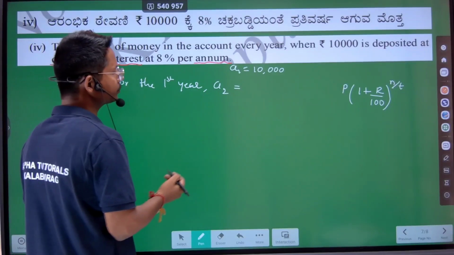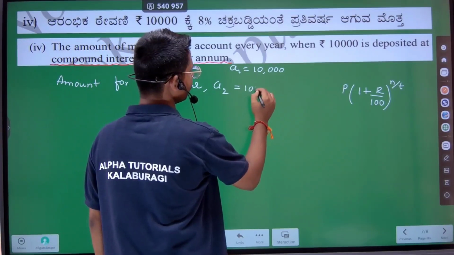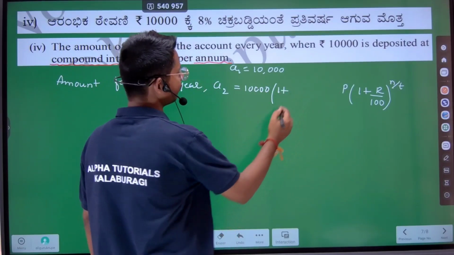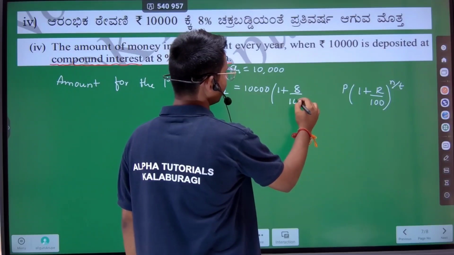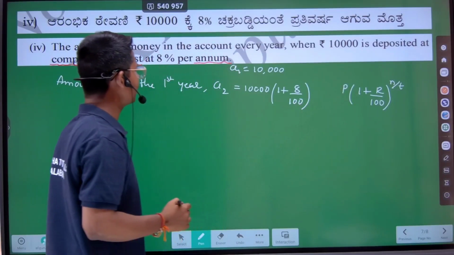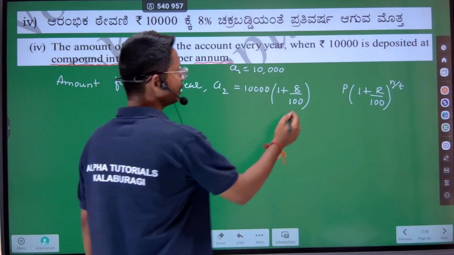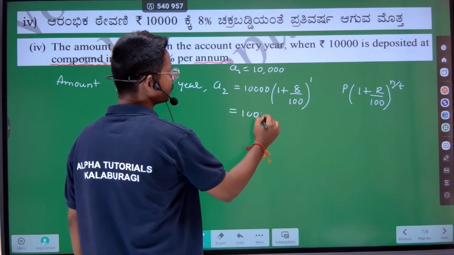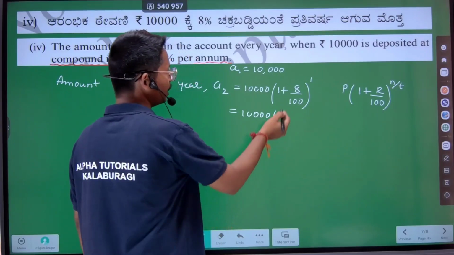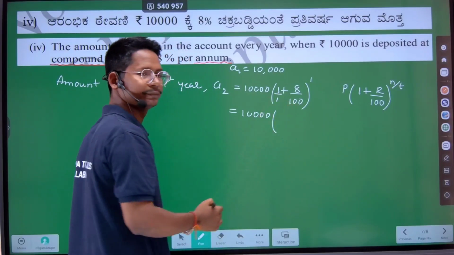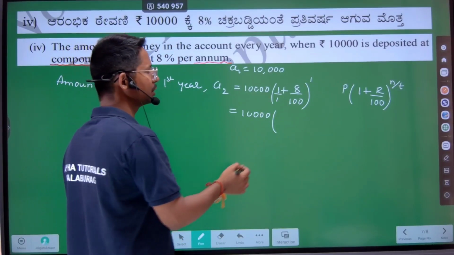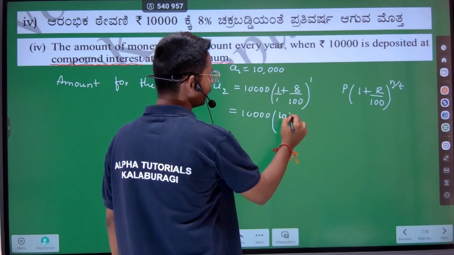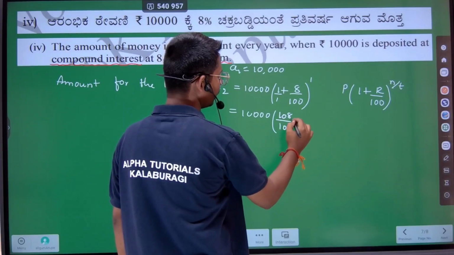Now the principal is 10,000, and 1 plus the rate of interest, 8 divided by 100. As it is for the first year, the T value will be 1. Now 1 you can write as 1 by 1. Now you can go for cross multiplication: 1 into 100 is 100, plus 8 into 1 is 8. So the total is 108 by 100.